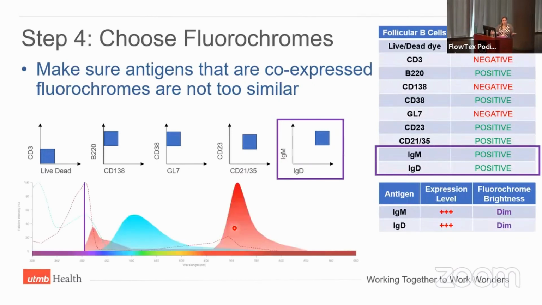So in this case, I just went ahead and chose 2 fluorochromes. And here's your spectra view of those 2 fluorochromes. I'm a huge fan of Brilliant Violet 510 because it's pretty dim. So it's great for some of your super bright markers. So the blue is Brilliant Violet 510.